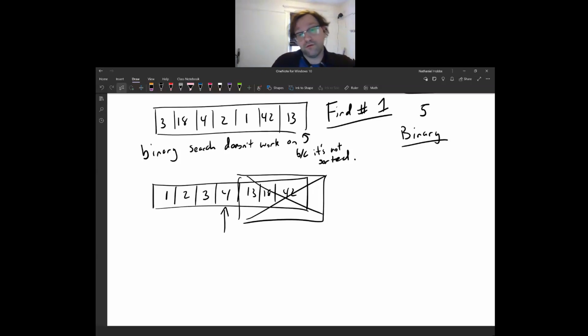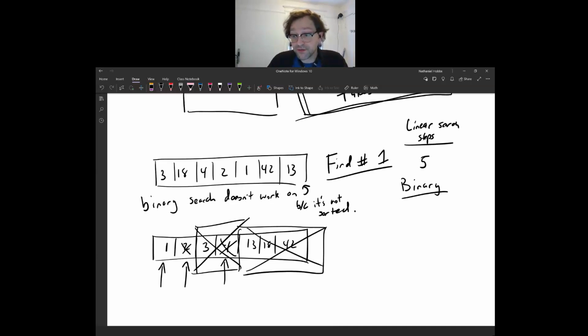Okay, so now we go again to half of the list. Now we're at 2. 2 is not equal to 1, and 1 is less than 2. Therefore 1, if it exists, will be on the left-hand side, and you don't need to bother looking at the right-hand side. Then you go again, you know it's not that one, and now you find the number 1. So here, the binary search takes 3 steps.